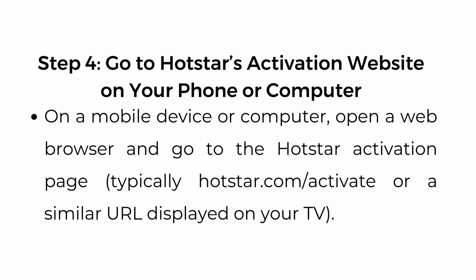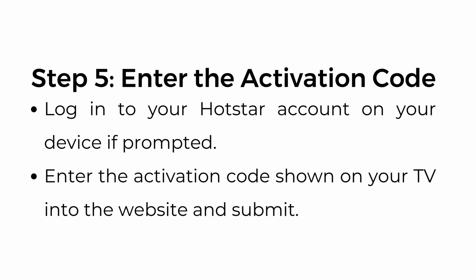Step number 4, go to Hotstar's activation website on your phone or computer. On a mobile device or computer, open a web browser and go to the Hotstar activation page, typically hotstar.com/activate or a similar URL displayed on your TV. Step number 5, enter the activation code. Log into your Hotstar account on your device if prompted. Enter the activation code shown on your TV into the website and submit.